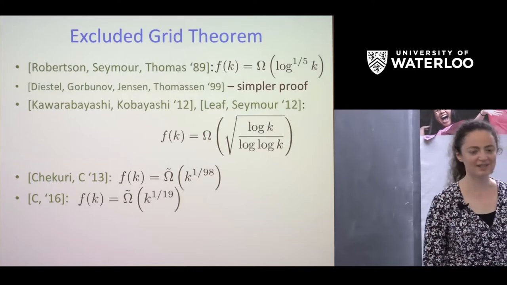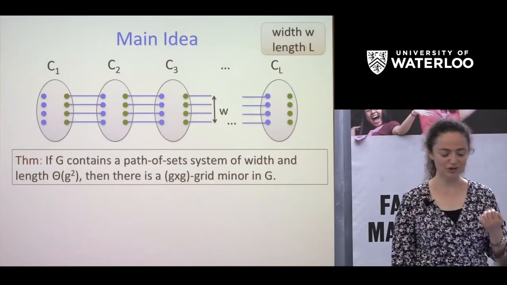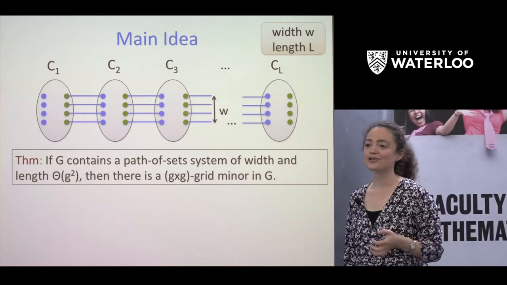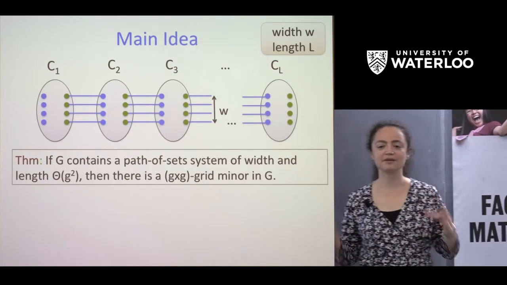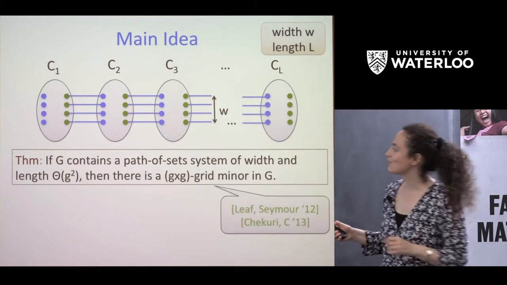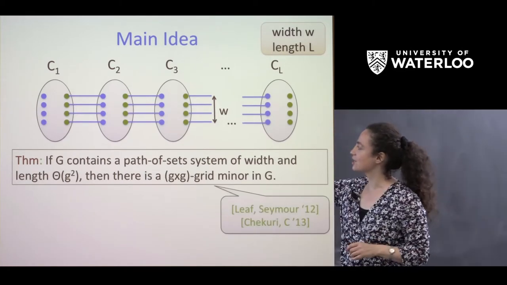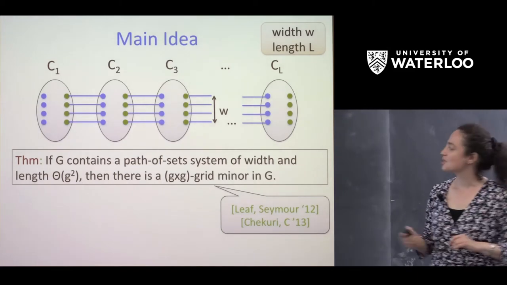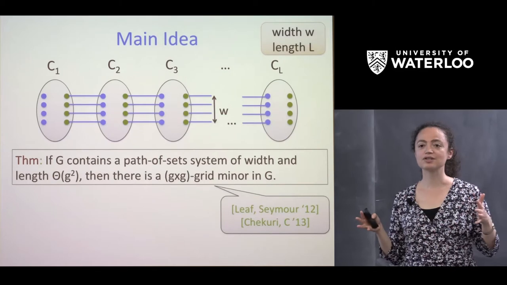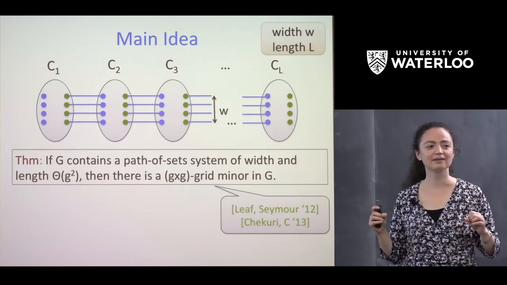So let me show you the main idea, and it's very simple. Use the path of set system. It's not very hard to show that if your graph has a large path of set system, it has to have a large grid as a minor. This was noticed independently by Leaf and Seymour and by Chandra Chekuri and myself. So if you want a grid minor of size g by g, you just need a path of set system of length g squared and width g squared.